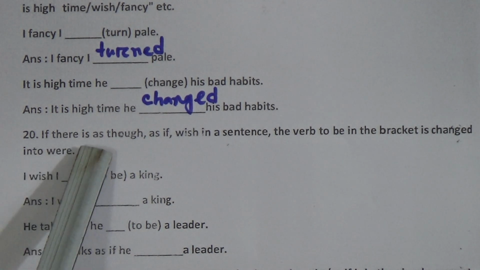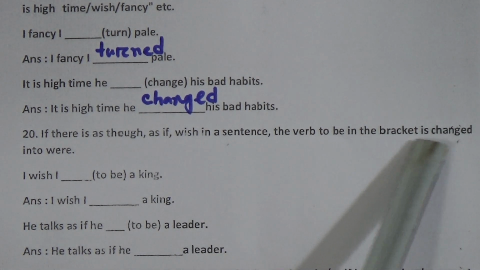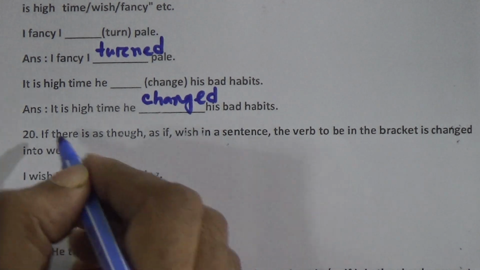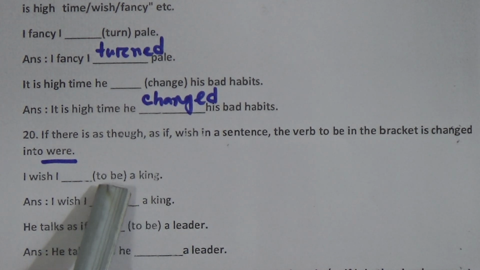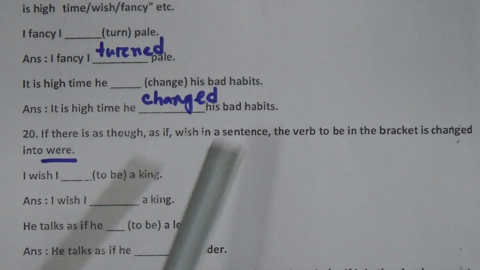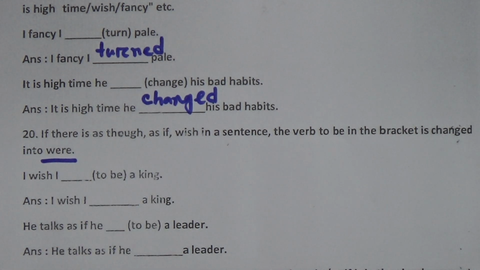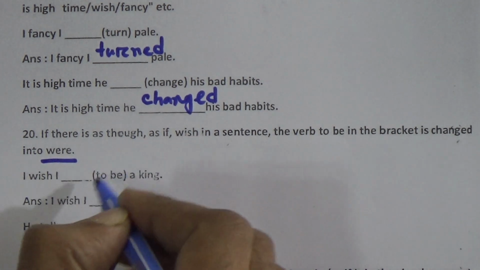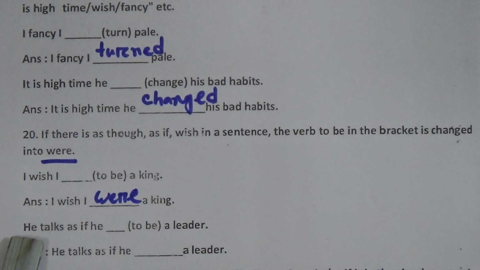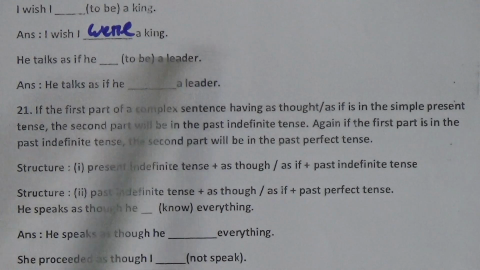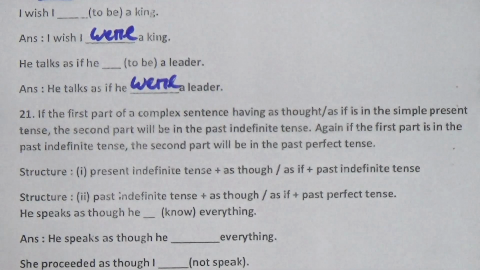Rule number 20. If there is "as though," "as if," or "wish" in a sentence, the verb to be in the bracket is changed into "were." This is an exceptional rule. The to-be verb in the bracket will turn into "were" if you find as though, as if or wish in a sentence. Look here. I wish I (to be) a king. So here the to-be verb in the bracket will become "were." I wish I were a king. He talks as if he (to be) a leader. So it will also be turned into "were." He talks as if he were a leader.